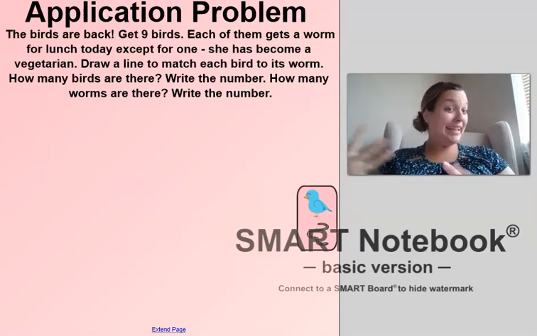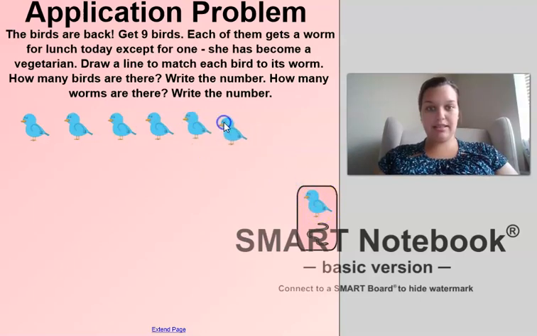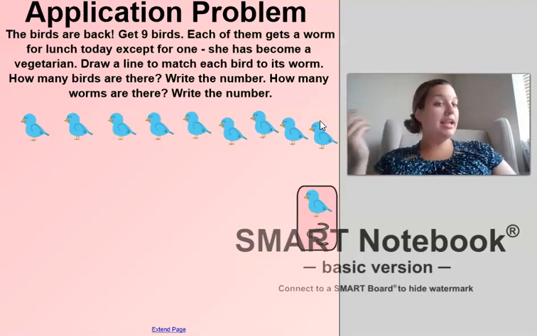Our birds are back, and we need to have all 9 of them back with us. So 1, 2, 3, 4, 5, 6, 7, 8, 9. Okay, now each bird today isn't getting a worm.